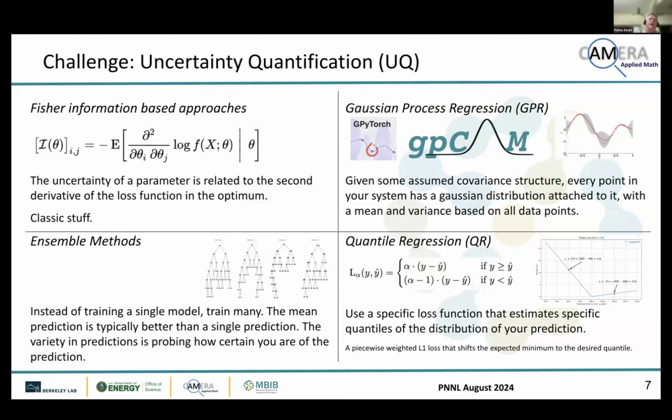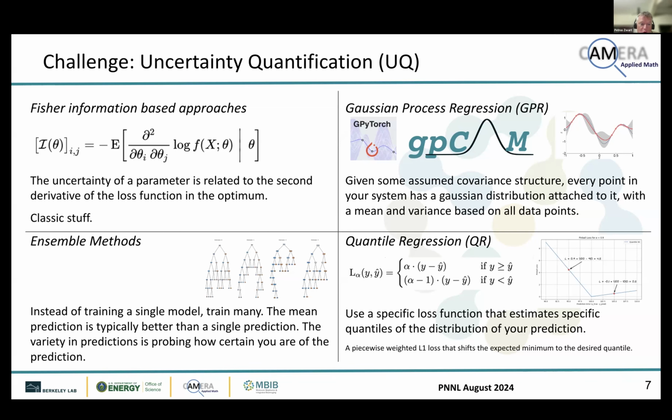So how do we do uncertainty quantification? There are a couple of approaches. You have the very classic stuff based on the second derivative of the logarithm of some sort of likelihood function. It's very classic stuff. It's the basic method for most least squares kinds of approaches. There's Gaussian process regression. Fantastic stuff. Basically, it says that the uncertainty of any prediction is associated to all the other points that you have, based on some kind of covariance model that you attach to it.